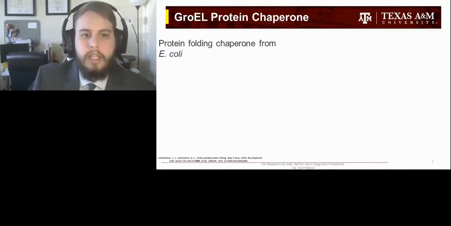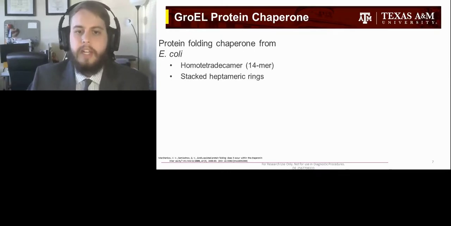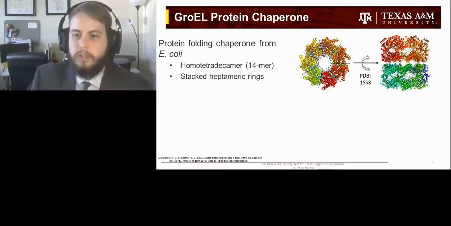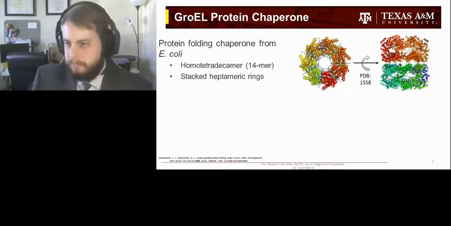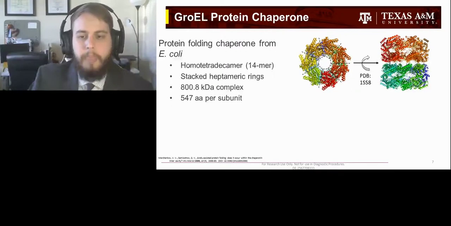So we've also looked at the GroEL protein chaperone. It's a protein folding chaperone from E. coli. It exists as a homotetradecamer, or a 14-mer, made of stacked heptameric rings. So if we look at the crystal structure, we can see that there's nice 7-fold symmetry looking down the barrel, and then nice 2-fold symmetry looking across. Intact in its 14-mer state, it's around 801 kilodaltons as an intact complex with around 550 amino acids per subunit. So it's a very large protein, yet sub-megadalton.